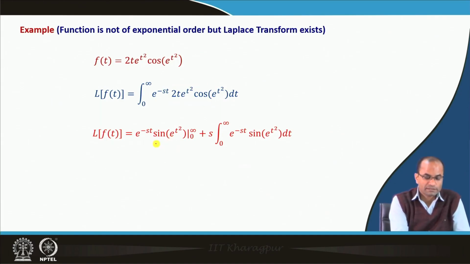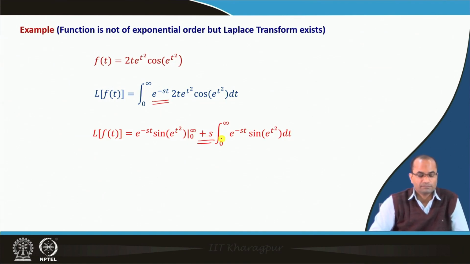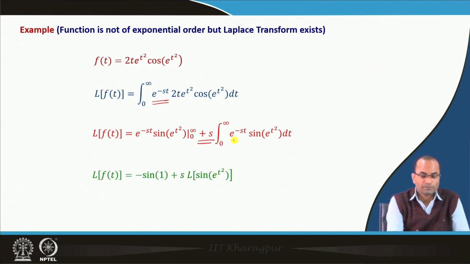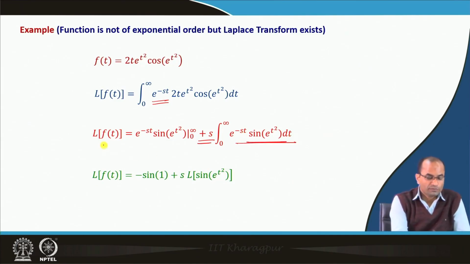So, we can integrate this easily to have this sine e power t square, with the limits 0 to infinity, and then we have this s there because this has to be differentiated. So, e power minus s t, and then minus s. So, that minus s and this minus will become plus. So, we have e power minus s t and then sin e power t square. So, what we note now, so we have Laplace of f t, when t approaches infinity, this will go to 0, and when t goes to 0, we will get just minus sin 1.